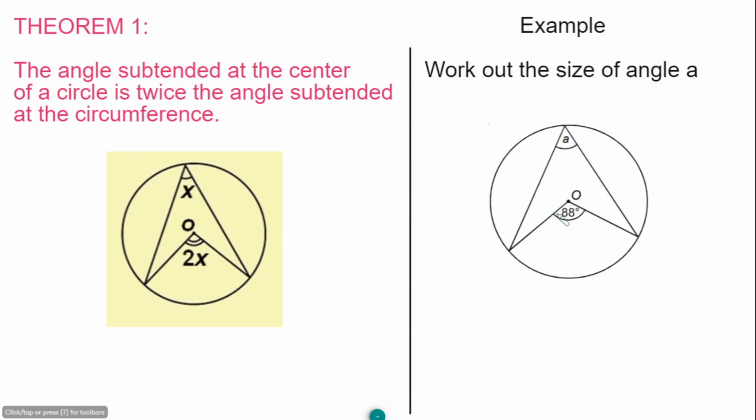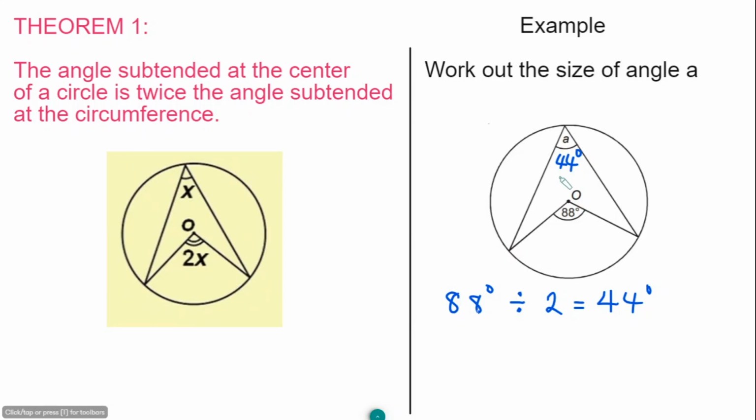Now, the question says work out the size of angle A. This is angle A. Now, the angle made at the center is 88 degrees, and the angle made at the circumference is angle A. So we're going to look for the angle A. Now, we know from theorem number 1 that the angle at the center is twice the angle made at the circumference. So if the angle at the center is 88, definitely the angle at the circumference is going to be half of it. So angle A is going to be 88 degrees divided by 2, and that's going to be 44 degrees. So the angle A here is 44 degrees.